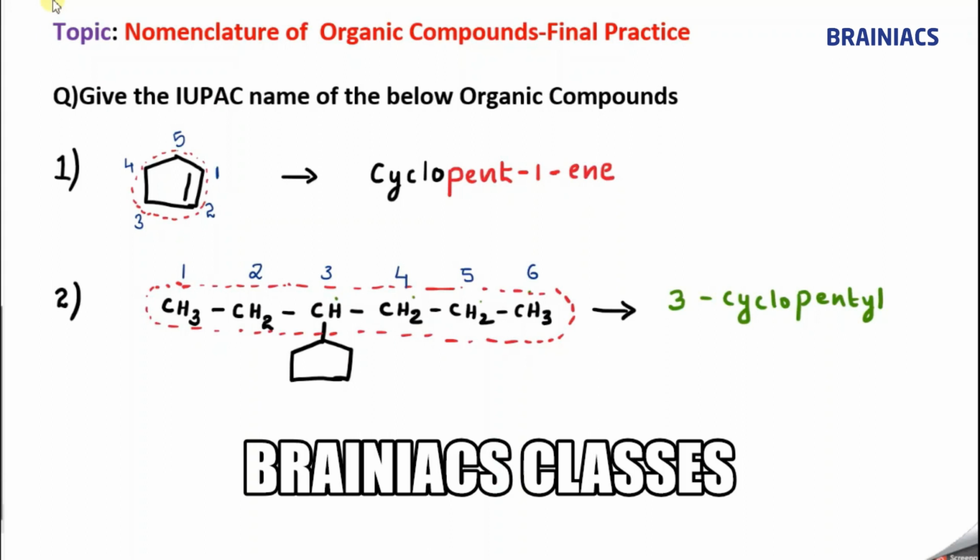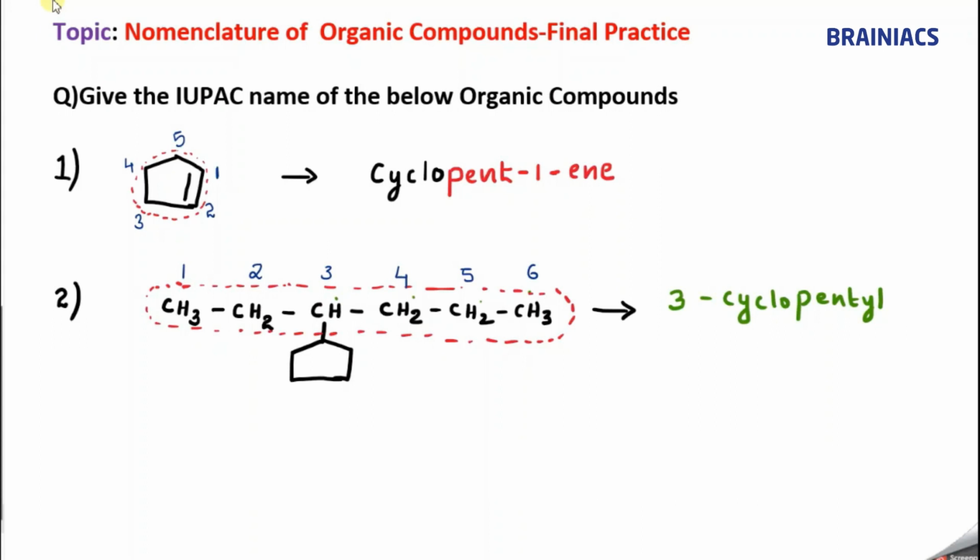Then comes the word root. How many carbon atoms are there in the principal chain? We know that 6 are there, so we use the term hex. Now we know that all are linked through single bonds, so we say hexane. Please read the name: 3-cyclopentylhexane. That is the IUPAC name of this compound.